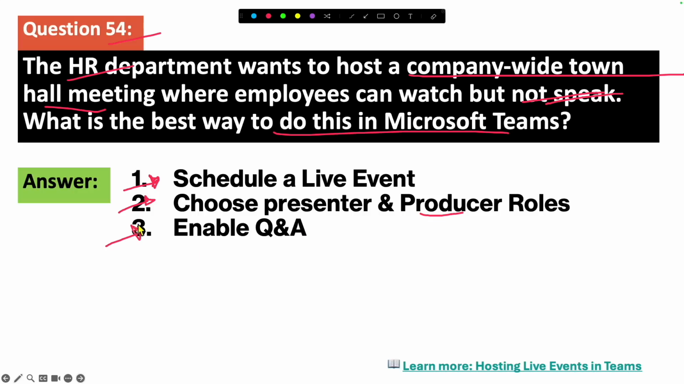And finally, you can enable the Q&A part. That allows employees to ask questions, and you as a producer will be able to moderate the questions. You can answer the question, and then you can publish it for all the attendees on the call, or you can publish it for a specific person or respond back to that person as well. So make sure you understand these things. But first and foremost, understand the previous question, question 53, that talks about different meetings, and this one particularly talks about the live event or town hall meeting for a larger audience.